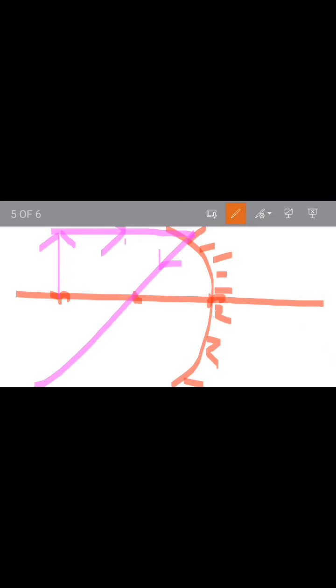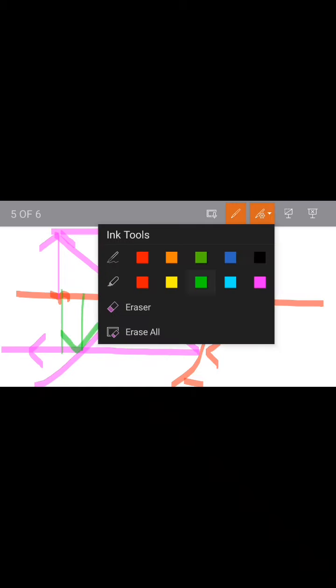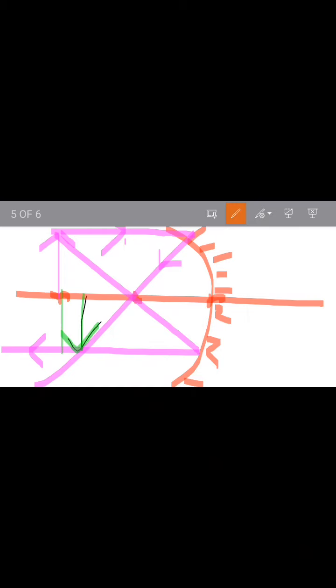And rule number 3 was it will be going through the focus, and then after reflection it will be parallel to the principal axis. Can you just tell me where is the image? The image is formed somewhere here. This is where the image formed. When the object is kept on the center of curvature, the image is real, inverted, and of same size, means equal.